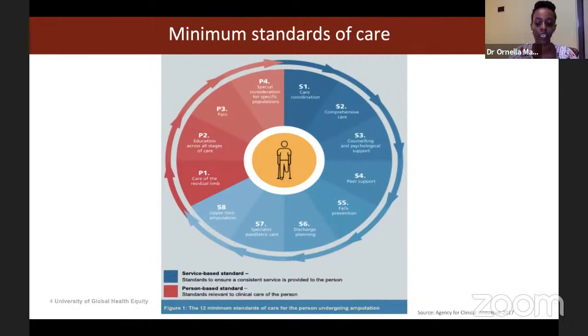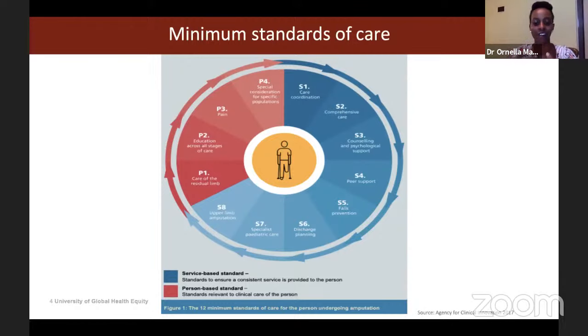We are assessing how we are providing care, from before the surgery till the rehabilitation and even after that. We have two different standards. The standard in blue is tailored to the patient, what the patient needs, and the one in red is tailored to the clinical care of the patient. So by comprehensive care, we develop a treatment plan. The patient, his family, and the caregivers are involved in the whole process.